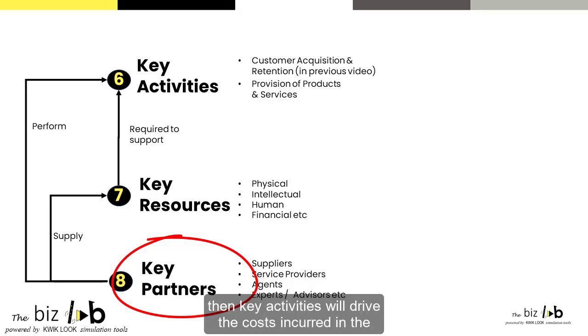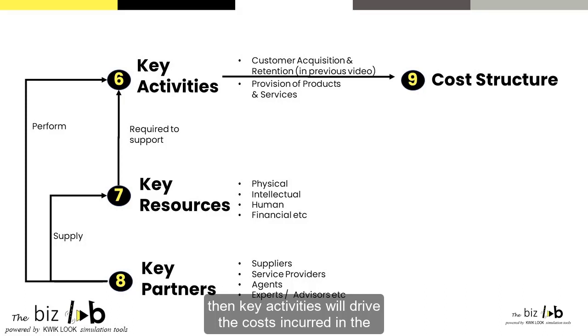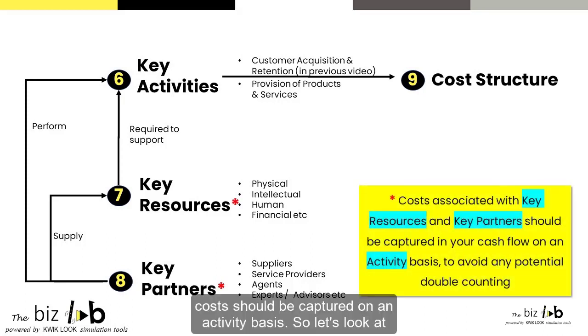And then key activities will drive the costs incurred in the production of these services and products, which includes customer acquisition and retention. But these have already been covered in the previous video. To avoid double counting, costs should be captured on an activity basis.